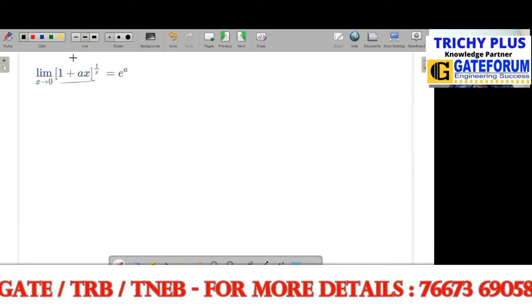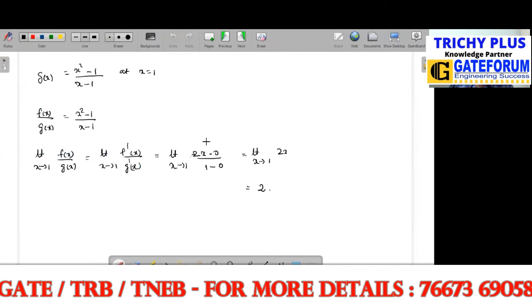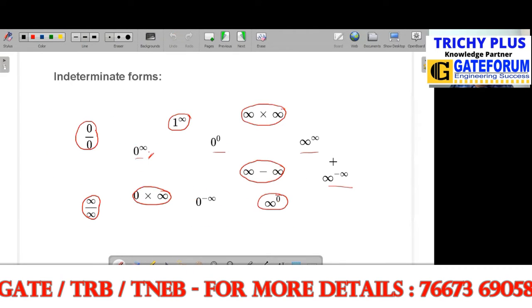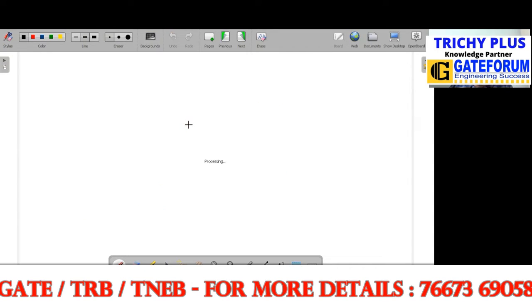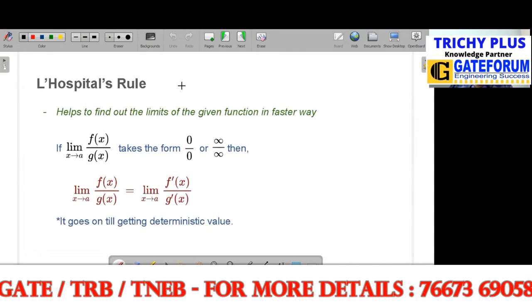This is your function. If you apply x is equal to 0, you will be getting 1 plus a of 0 power 1 by 0, which is nothing but 1 power infinity. Am I right? So is this in the form of our thing? No. 1 power infinity is an indeterminate form, correct? So we need to find the limit. We need to go with the L'Hospital rule. Is it in the form of 0 by 0 or infinity by infinity? No, right?